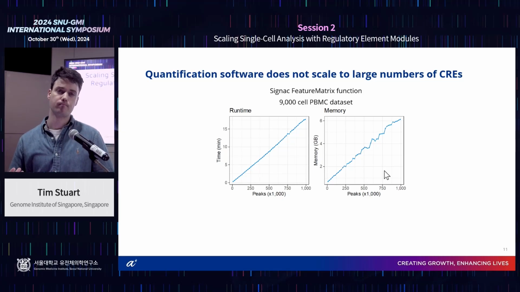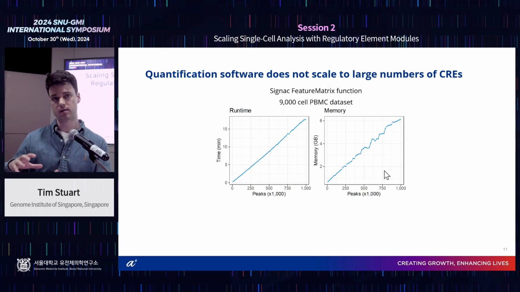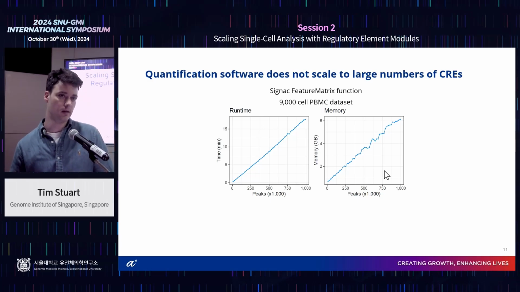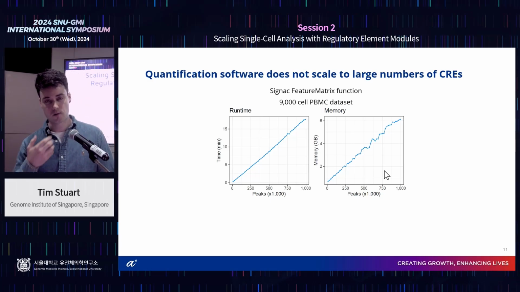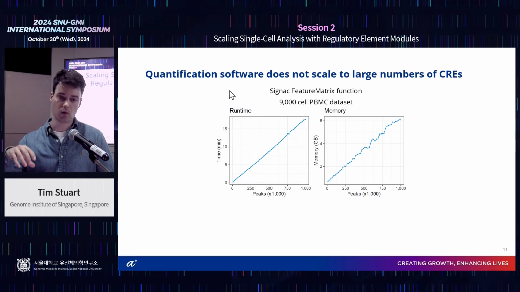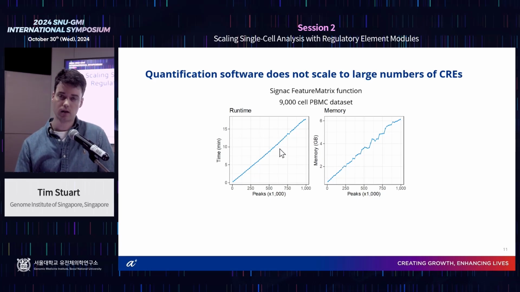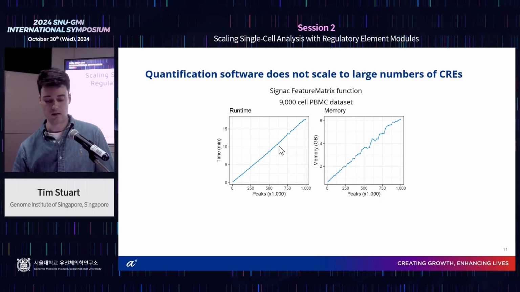Now we have these regulatory element modules, and we want to use these as new features that we can quantify in our single cell ATAC-seq data. But the next problem that we run into is that the current software that we have from this Signac package that I mentioned at the beginning, the software that we have to quantify our features in the single cell ATAC-seq data really doesn't scale well with increasing number of features. So here, if we look at a data set, this is just a 9,000 cell data set, and we can look at the runtime and memory usage for increasing number of peaks that we want to quantify from 0 to 1 million. You can see that the memory and runtime goes up linearly, right?